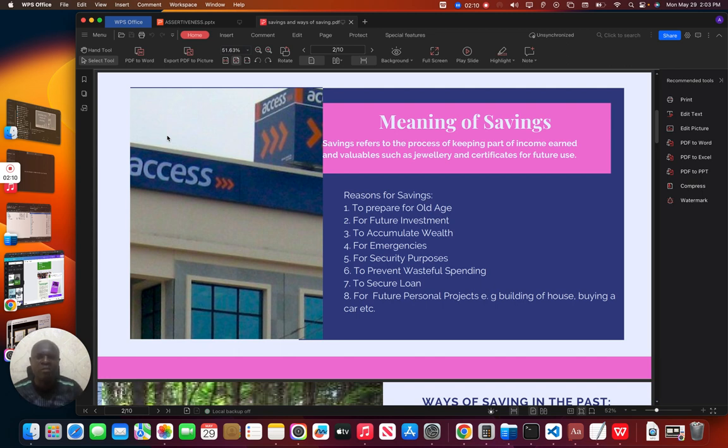For future investment, maybe you are planning to have your own company or you want to go into a business. Before you can achieve that, you must have that habit of saving. To accumulate wealth, if you want to be wealthy in future, then you must start saving.